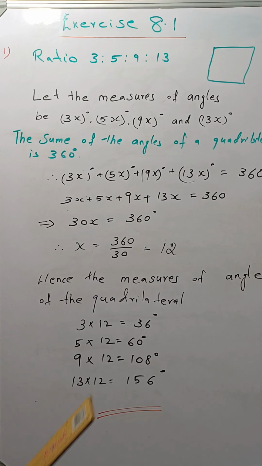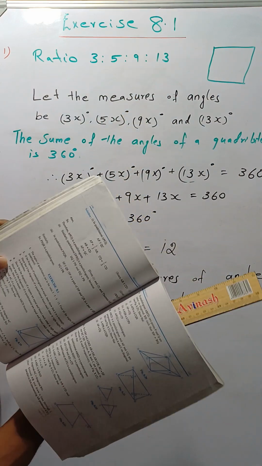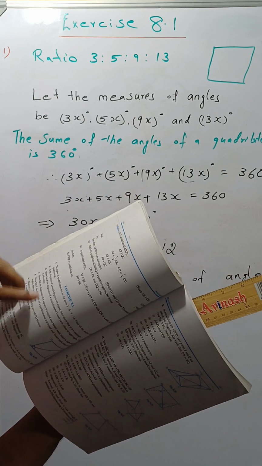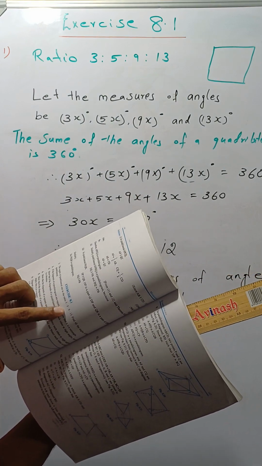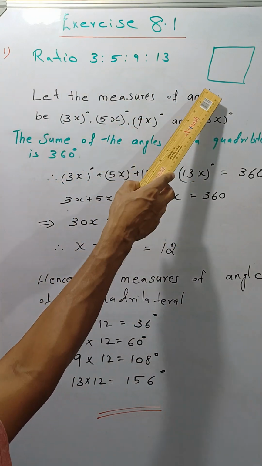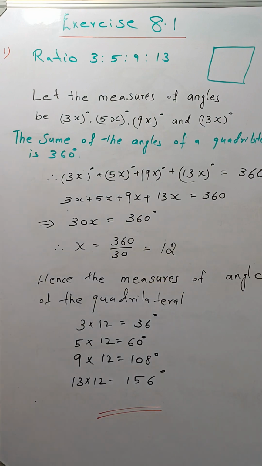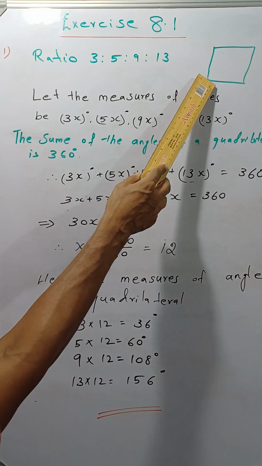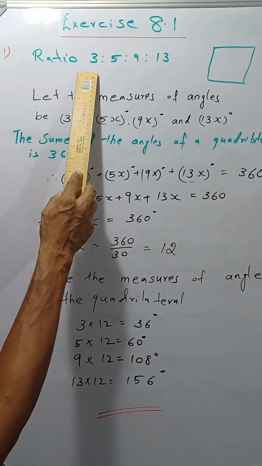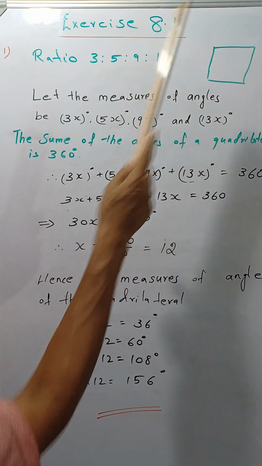Now let us solve exercise 8.1. The first question is, the angles of a quadrilateral are in the ratio 3:5:9:13. Then find the angles of the quadrilateral. We know that in a quadrilateral 4 angles are there. Their ratios are given 3:5:9:13. Then find each angle.